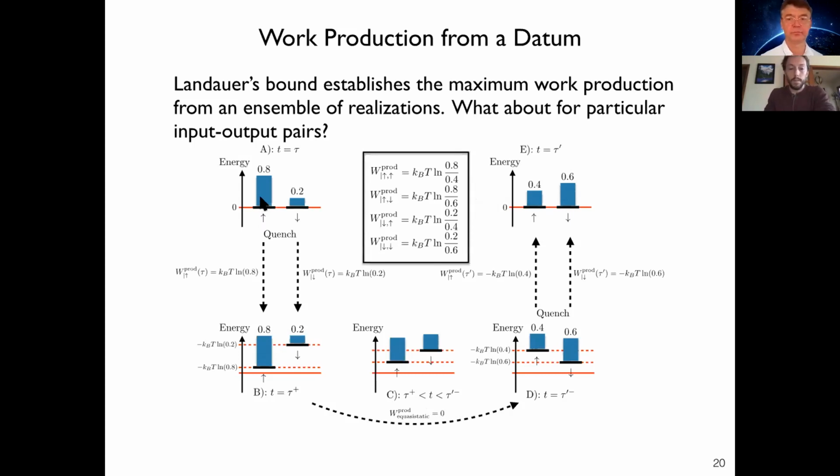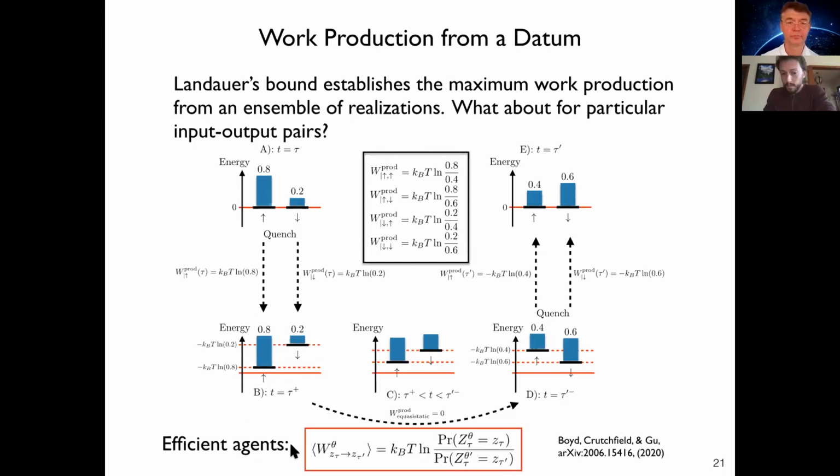And what you find is that you can associate work production with every particular state trajectory based off of this protocol. So for instance, if you know that you started in the up state, when you make the transition to this energy landscape, you've invested kBT log of 0.8 in order to transition into the equilibrium distribution. So what you find then is that for every input-output pair, you have a particular amount of work invested.